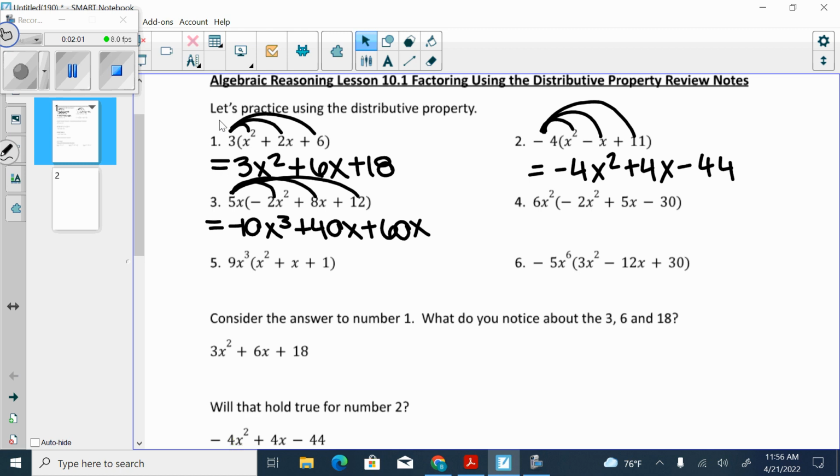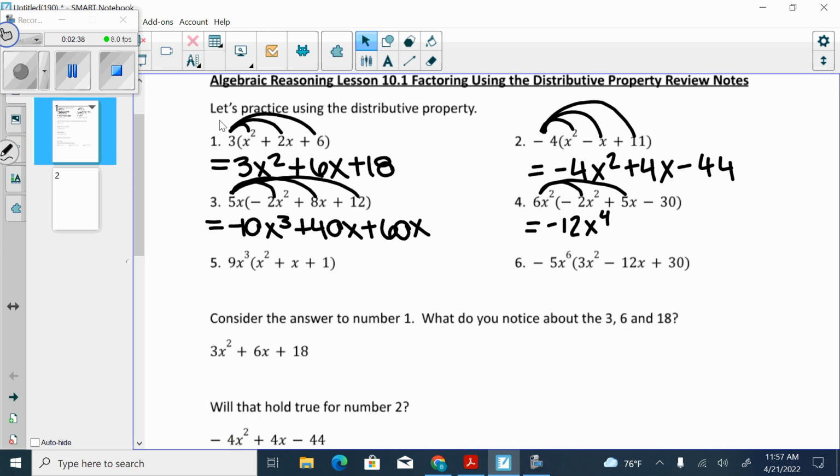Okay. Let's look at number 4. We've got 6x squared times -2x squared. What's that going to be? -12x to the what? 4. Very good. So we multiplied the 6 and the -2, which gave us -12. We've got an x squared here and an x squared here, so we add the exponents. All right, then 6x squared times 5x.